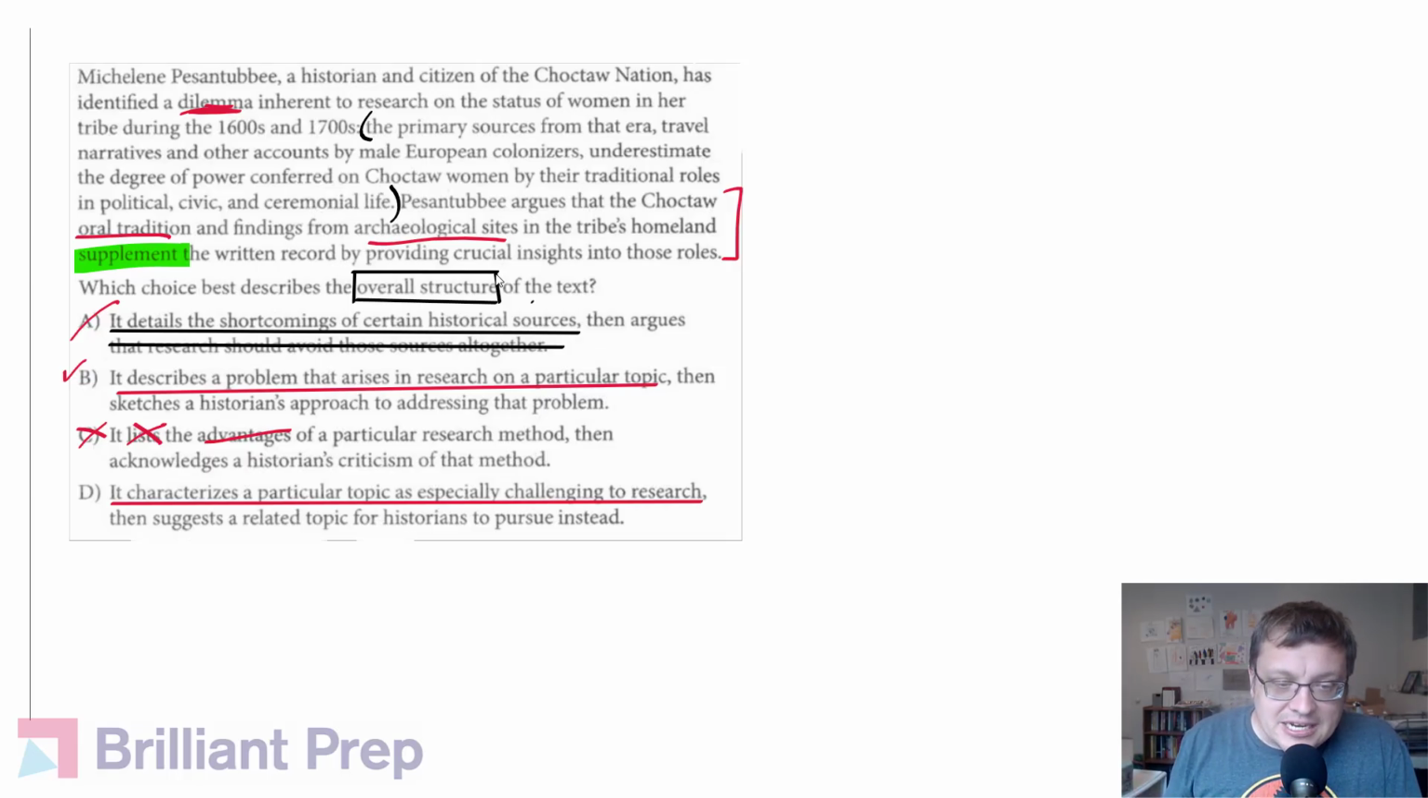Then suggests a related topic for historians to pursue instead. I don't see that. They're not saying, oh yeah, don't study this. Don't study women in this period in their tribe in 1600s and 1700s. Study something different. That's not where this text goes. So the one that best fits with what we read, that outlines this successfully, is choice B.